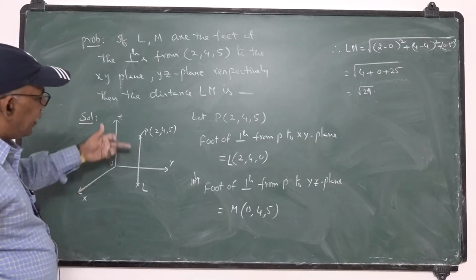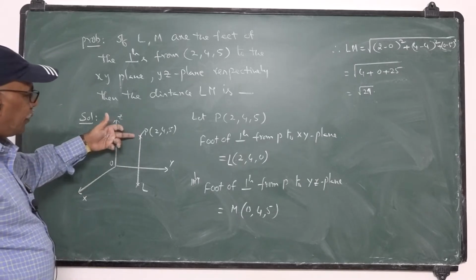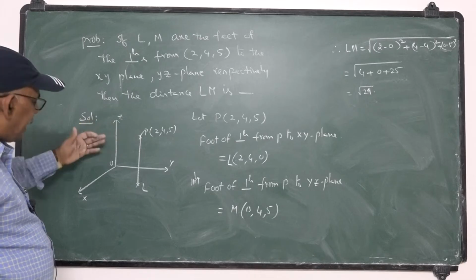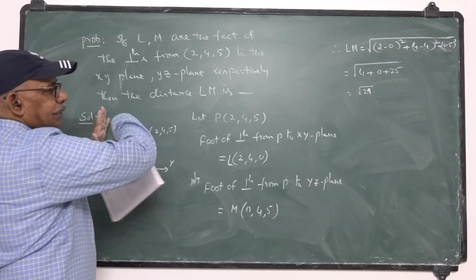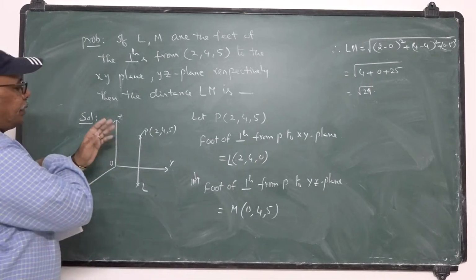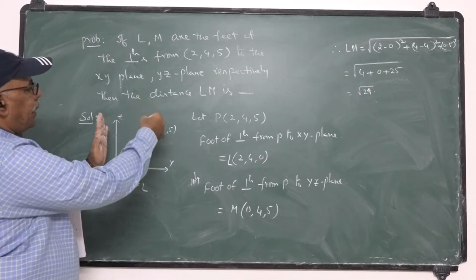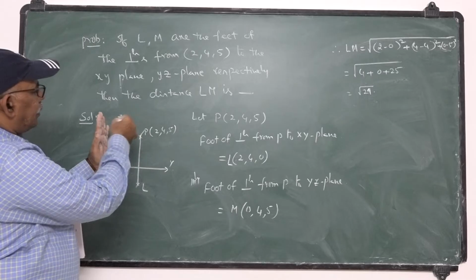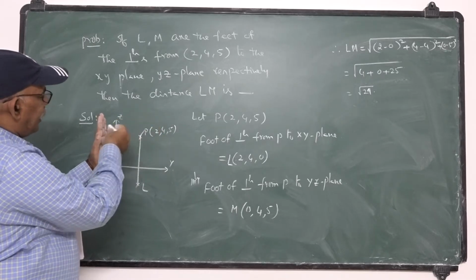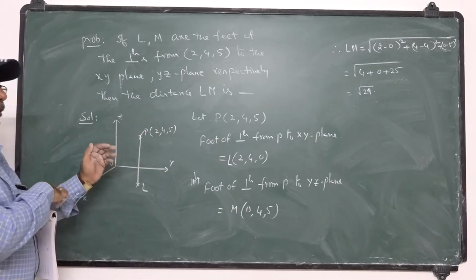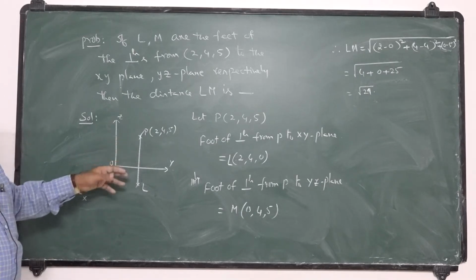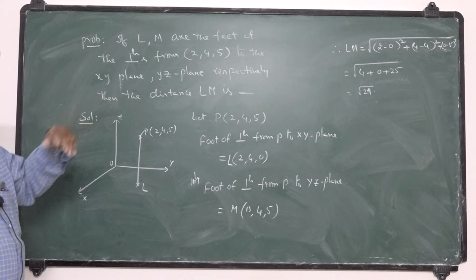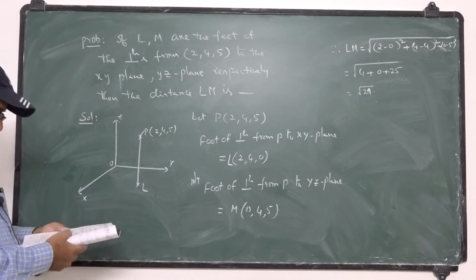Similarly, you can take the foot of the perpendicular from P to the XZ plane. The XZ plane is like this. From this point, you can take the perpendicular distance. Suppose P is here, you can take the foot of the perpendicular from P to the XZ plane. So based on the feet of the perpendiculars, you can find the required distances.